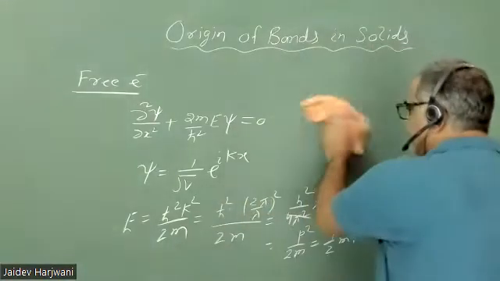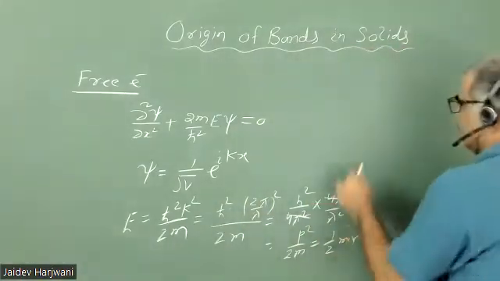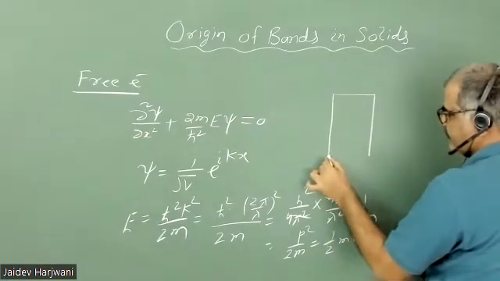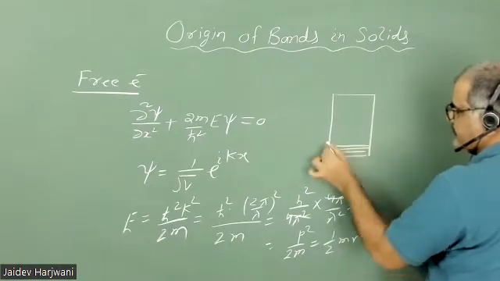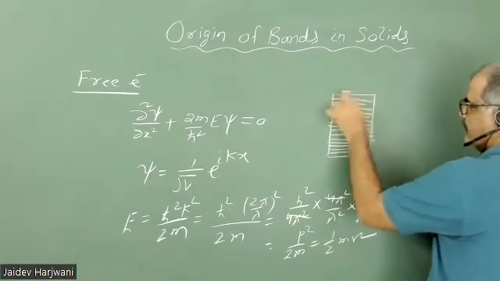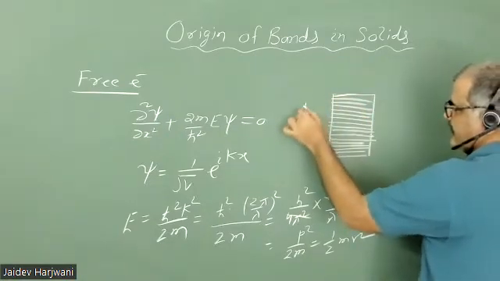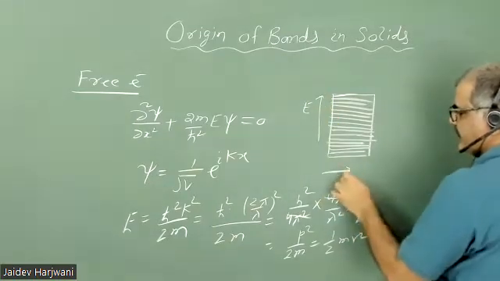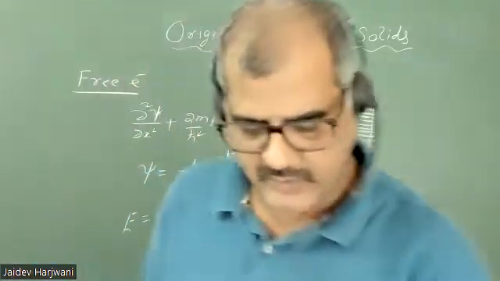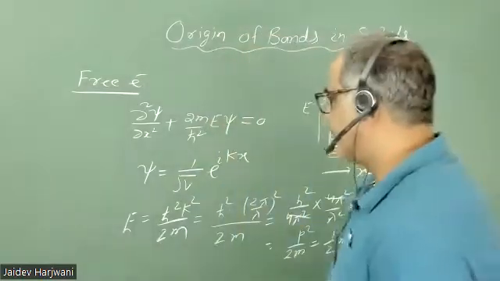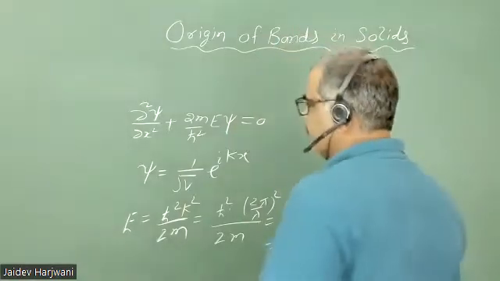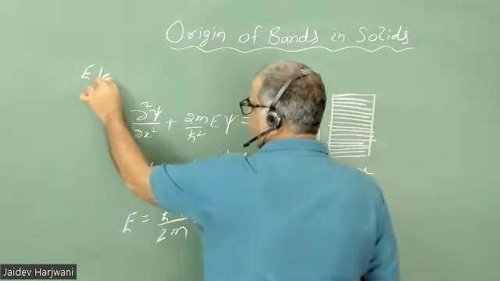So for a free particle, the energy spectrum is continuous. You have continuous energy values. If you say this is my E, my energy is continuous. Now what happens if you put a particle in a box, or in a potential well? Now you put an electron in a potential well.